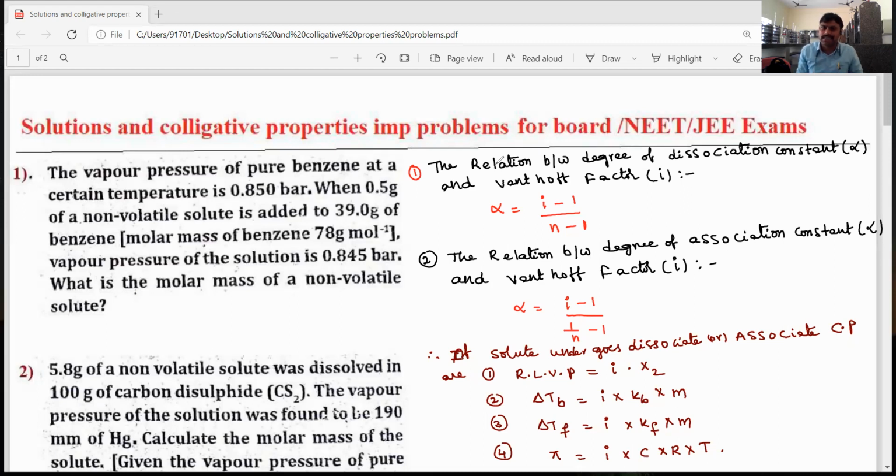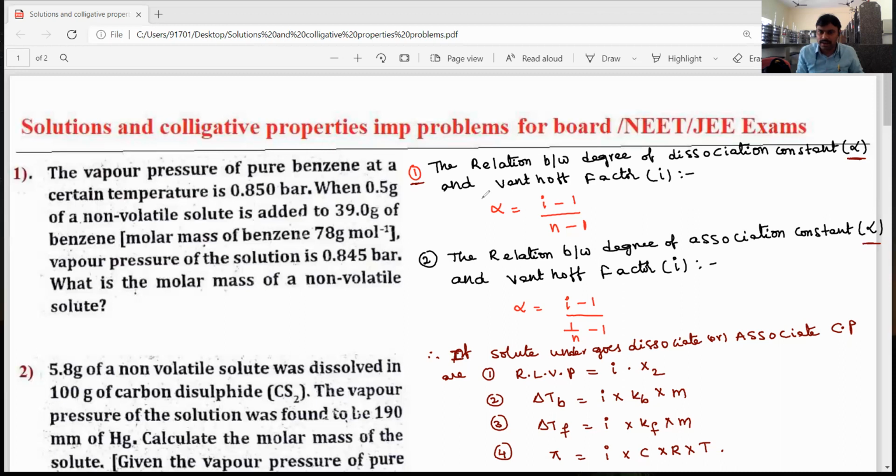Okay, students, let's see the first relation, the relation between the degree of dissociation and the Van 't Hoff factor. Here the symbol is alpha, and for association also the symbol is alpha. Dissociation means one molecule is converted into more particles, that is called dissociation. For example, NaCl can be ionized to give Na+ and Cl-. So if NaCl is not 100% dissociated, then we need to derive the relation between the degree of dissociation and the Van 't Hoff factor.